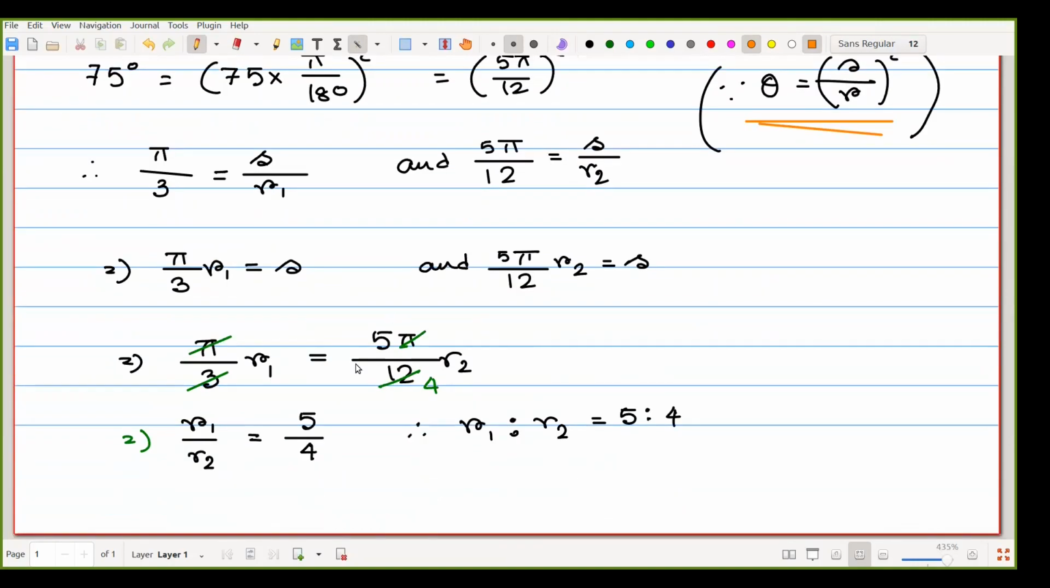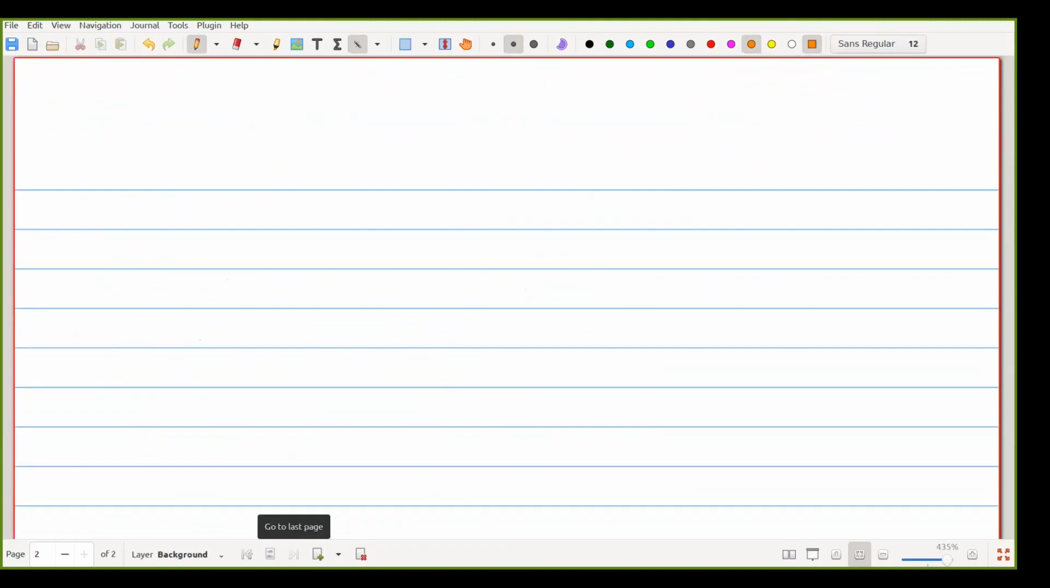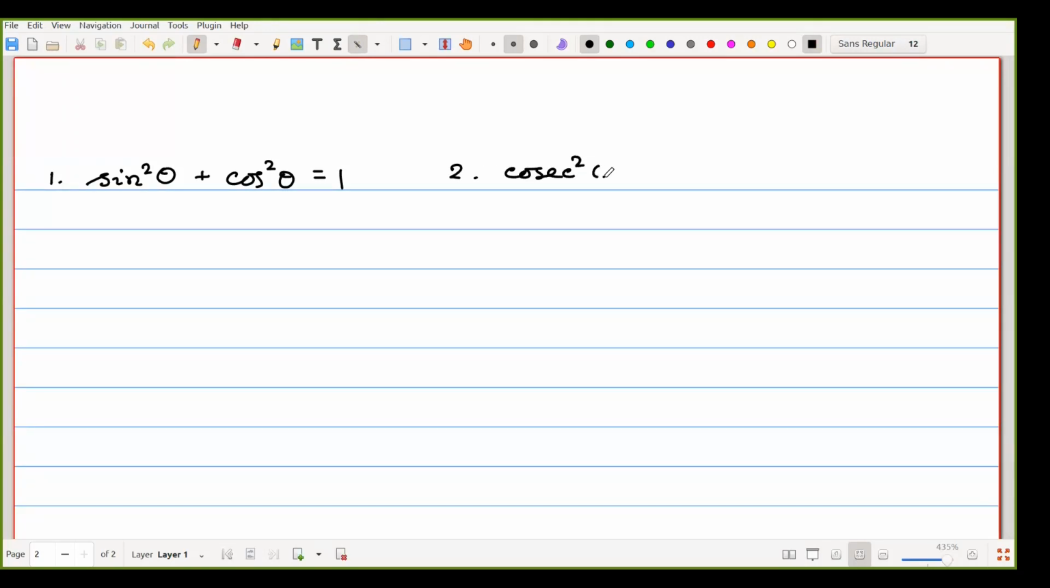Now, third problem, or fourth one. Already we had some different types of formulas. Like we know from the first one that sine square theta plus cos square theta is equal to 1. We know it. Second one, cosec square theta minus cot square theta is equal to 1. Those are needed for the next problems.